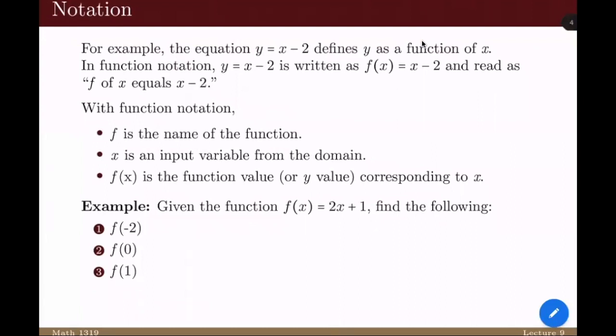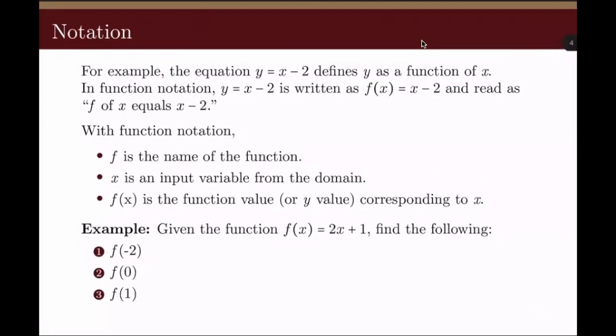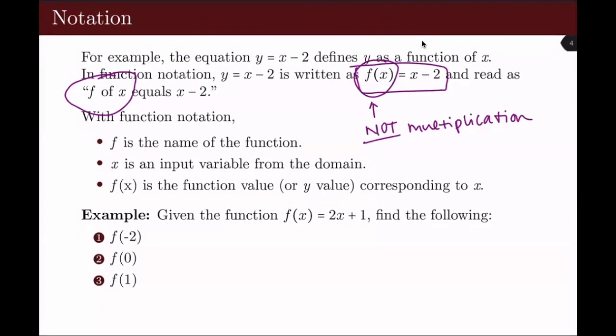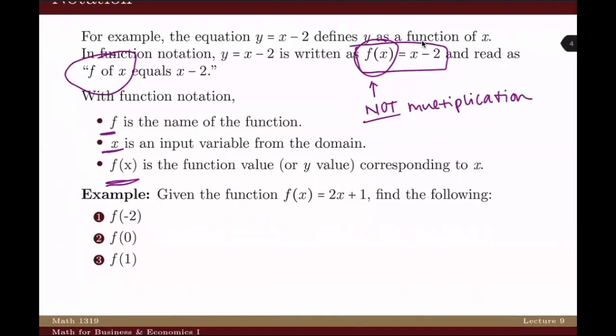So some important notation. The equation y equals x minus 2 defines y as a function of x. In function notation, y equals x minus 2 is written this way, where f of x is read as f of x. This is not multiplication. Very important. It is f of x. So we have f is the name of the function. x is the input variable from our domain, and f of x is our function value or y value that corresponds to x.